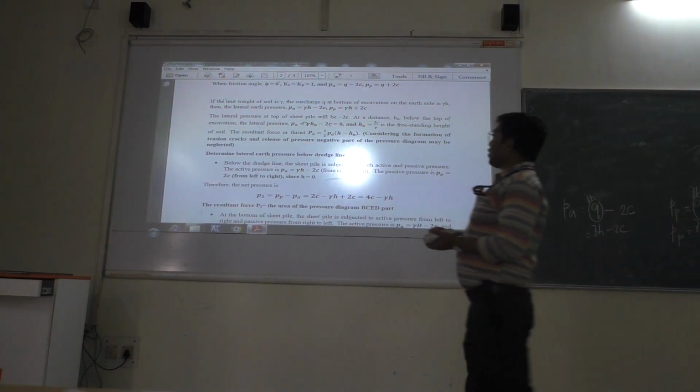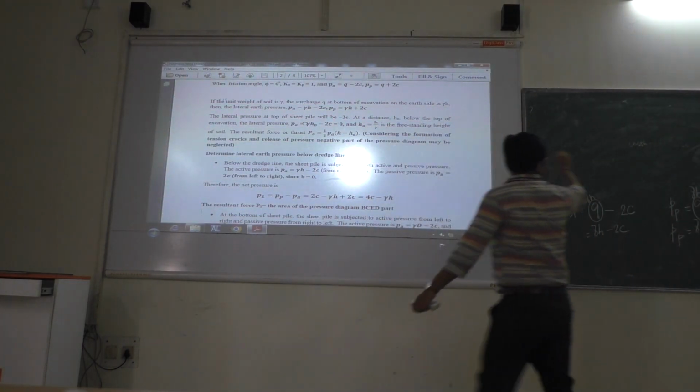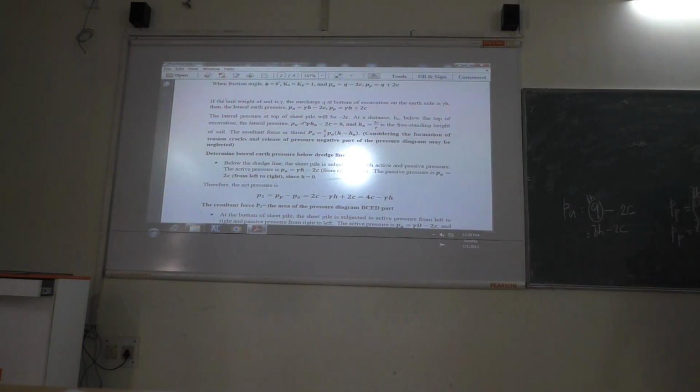the lateral pressure at top of sheet pile. At the top, how much will be the active and passive earth pressure? We don't require the passive earth pressure now, because why? Because on this side there is no soil. Is there any part of soil up above the dredge line? So as there is no soil, passive earth pressure is not there. After the dredge line, on this side, soil is there. That's why passive earth pressure will come into action. So above the dredge line, no passive earth pressure, only active earth pressure.